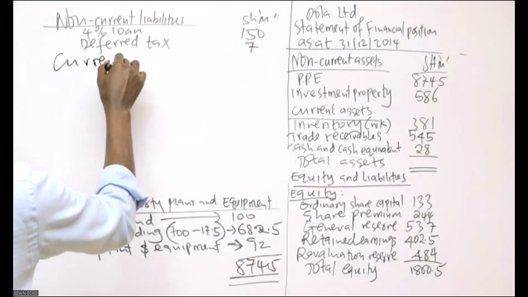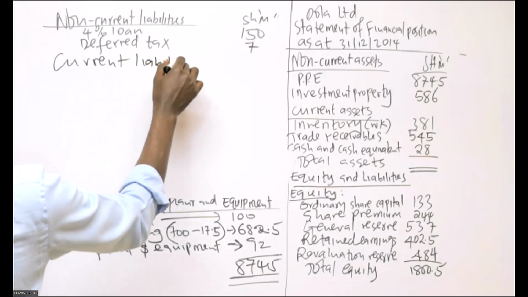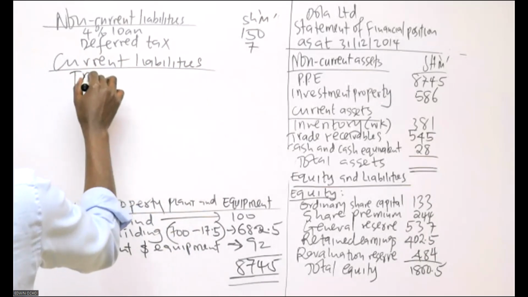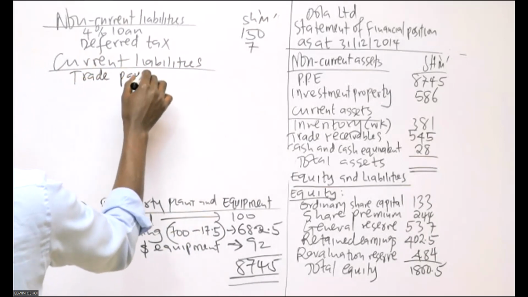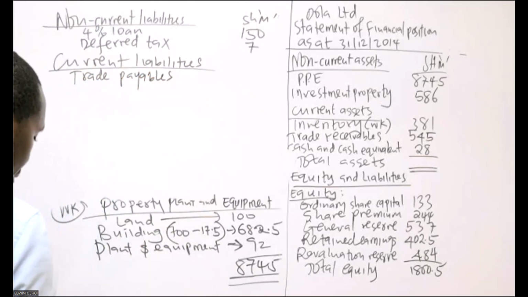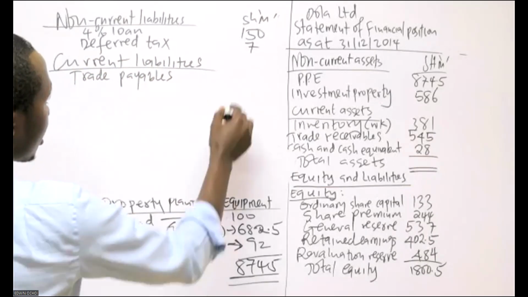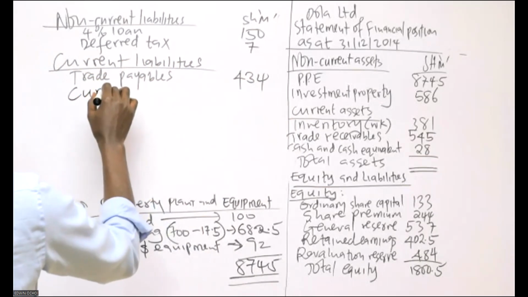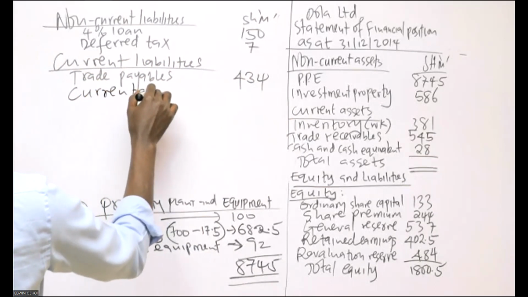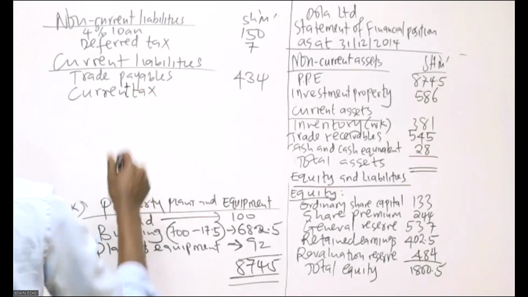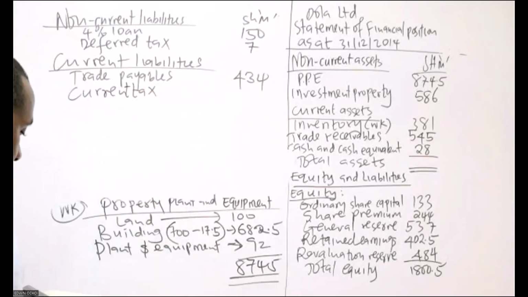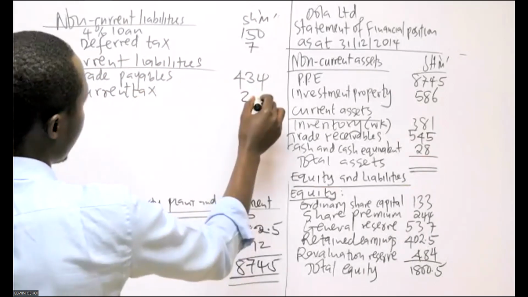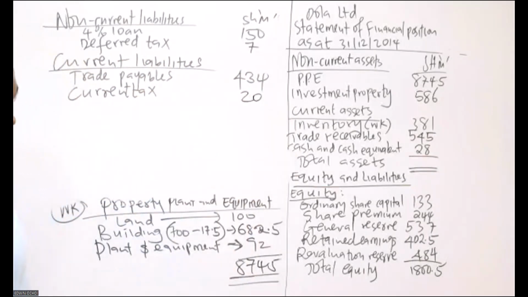Then current liabilities. Trade payables, from the trial balance, 434. And we have the current tax, tax payable in the current year under consideration, that is according to note 3. It was estimated at 20 million.